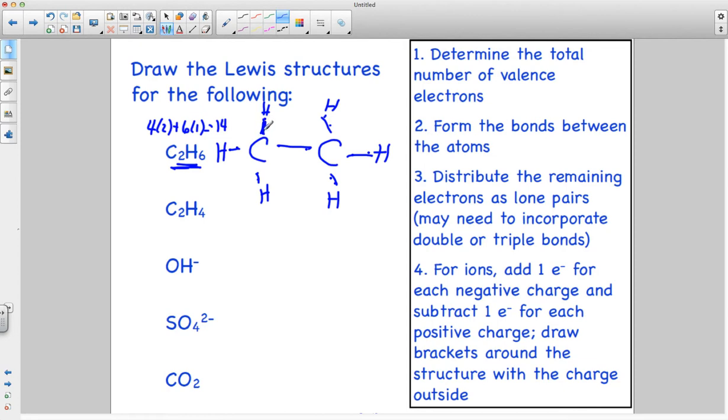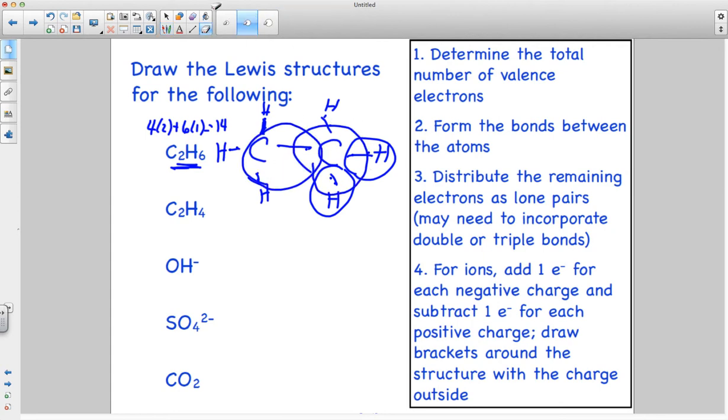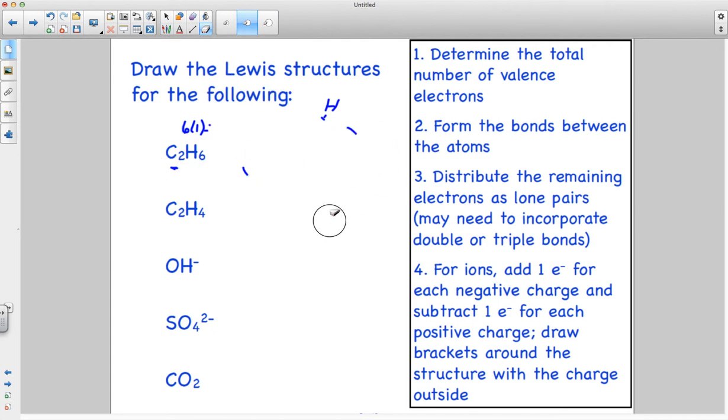This one bond here contributes 2, so we have 2, 4, 6, 8, 10, 12, 14. Good. Hydrogen follows the duet rule, so they're all happy. Carbon follows the octet rule, so they are happy. So this looks like a good structure. Okay, so you can just keep doing that as you're going along.